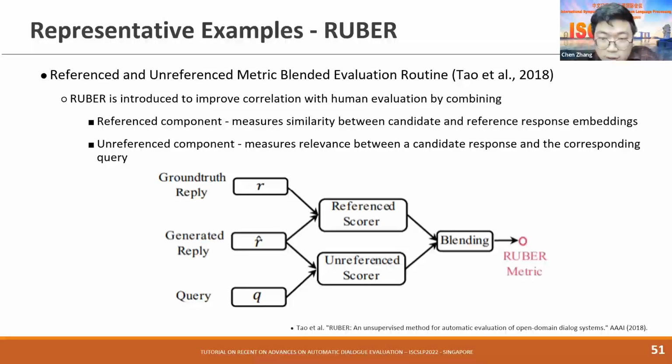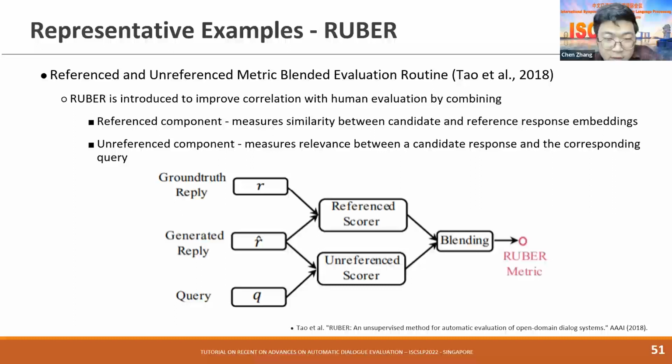So this unreferenced scorer is basically a neural network, a simple two-layer feed-forward network with a sigmoid activation function after the output layer. The model is trained with the margin ranking loss. It is trained to give higher scores to the ground truth replies than to a random response from other dialogues, because previously we mentioned that the model relies on random sampling strategies. So we predict a higher score for the ground truth and a lower score for the random response. In this way, we can train a metric in this manner.